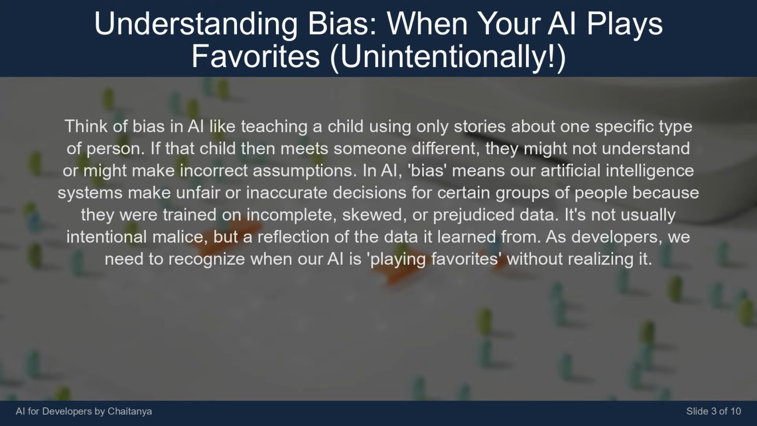Think of bias in AI like teaching a child using only stories about one specific type of person. If that child then meets someone different, they might not understand or might make incorrect assumptions. In AI, bias means our artificial intelligence systems make unfair or inaccurate decisions for certain groups of people because they were trained on incomplete, skewed, or prejudiced data. It's not usually intentional malice, but a reflection of the data it learned from. As developers, we need to recognize when our AI is playing favorites without realizing it.